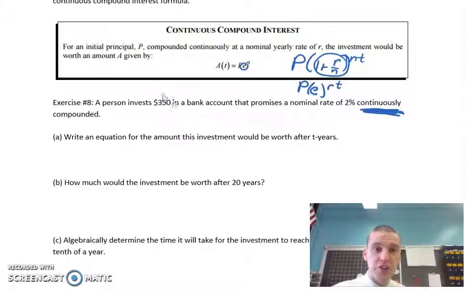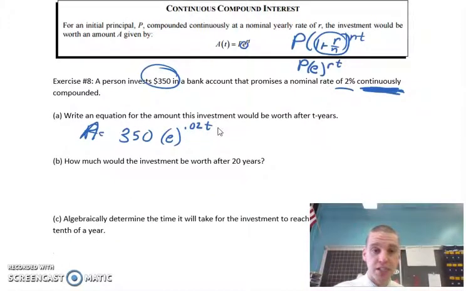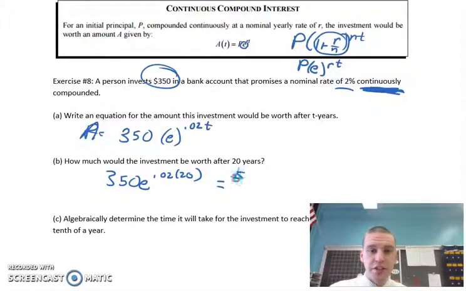So write an equation for 350 at a 2% interest rate. You're going to get A equals 350 e to the 0.02 t. And so how much would that investment be after 20 years? The t is 20. 350 e to the 0.02 times 20, and you do that right in your calculator. And the answer is 522.14.